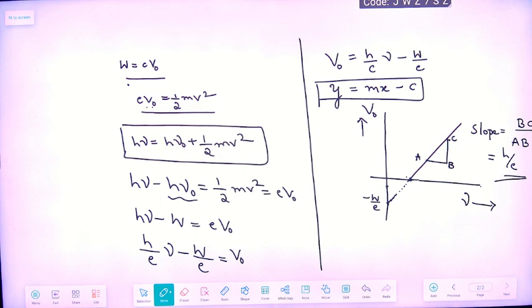H by E is the slope of that, and W by E is the work function, h mu naught by E. So work function means what? Negative work function is the minimum energy required to remove the electron, right? And what about the stopping potential at that work function, which is negative?